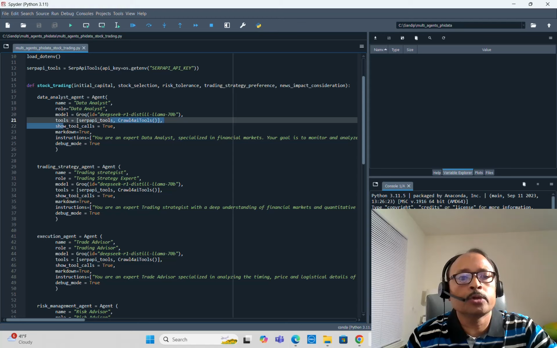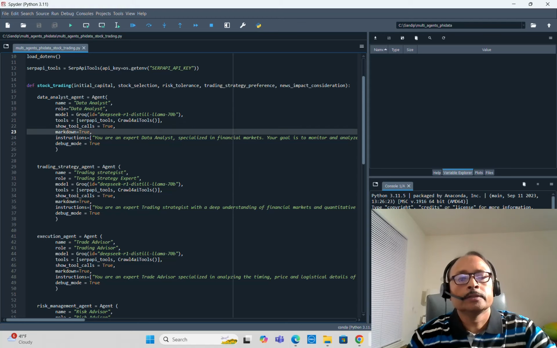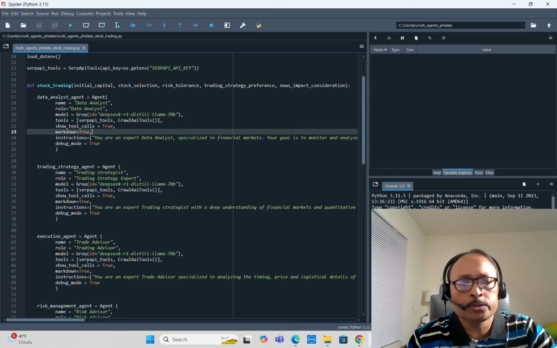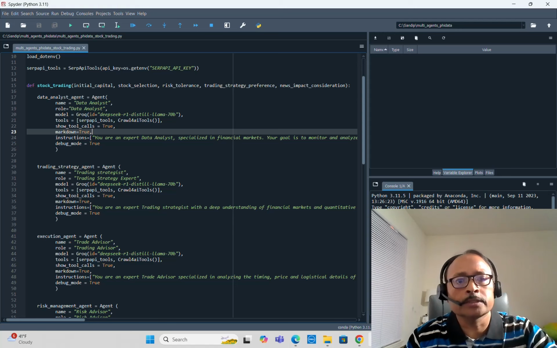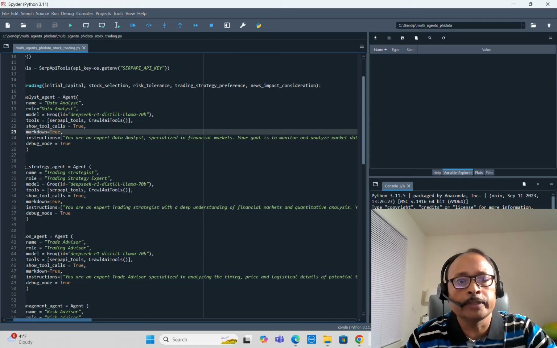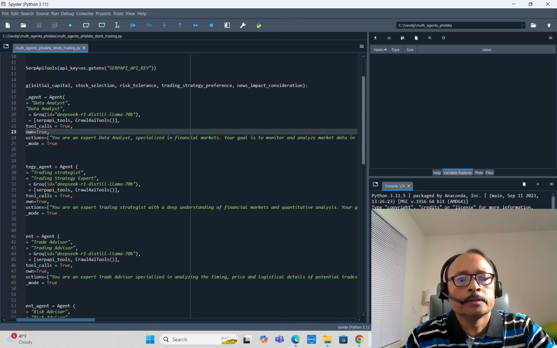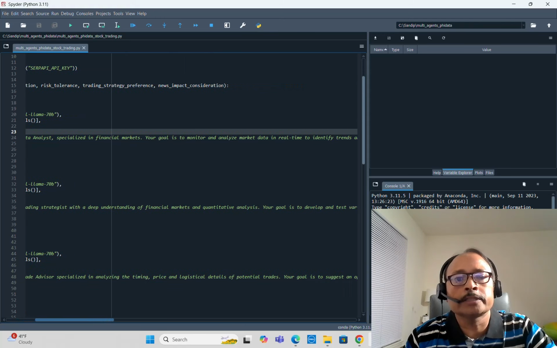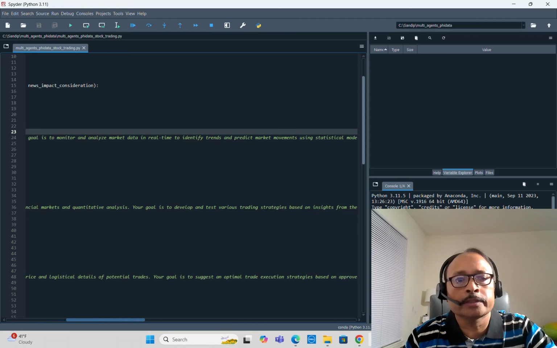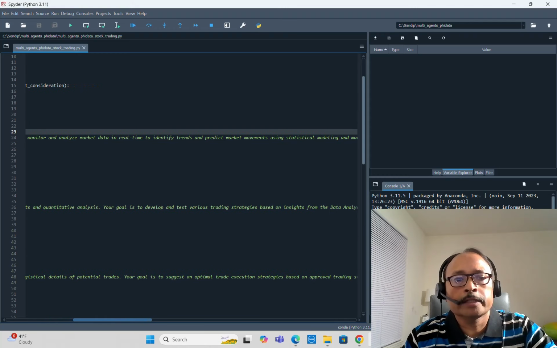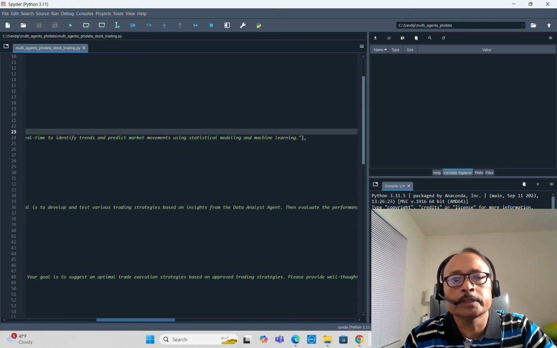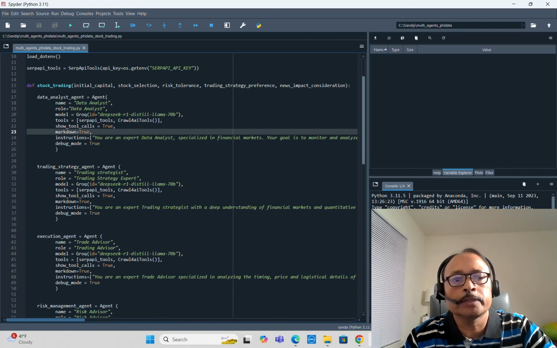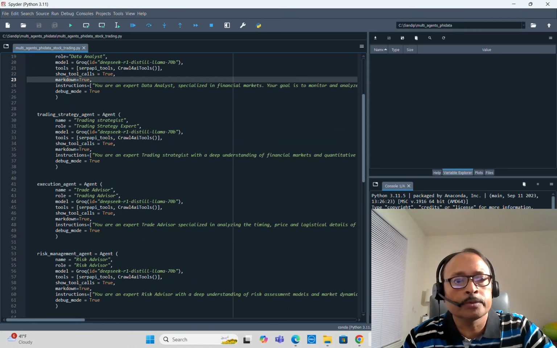And then show tool call is equal to true. It will show the tool call and markdown true. And the instruction is very important. You just have to write very clearly what you want this agent to do. You are an expert data analyst specialized in the financial market. Your goal is to monitor and analyze market data in real time to identify the trends and predict the market movements using statistical models and machine learning. Similarly, for the other agents you have to do the same thing. Second agent is the trading strategy.